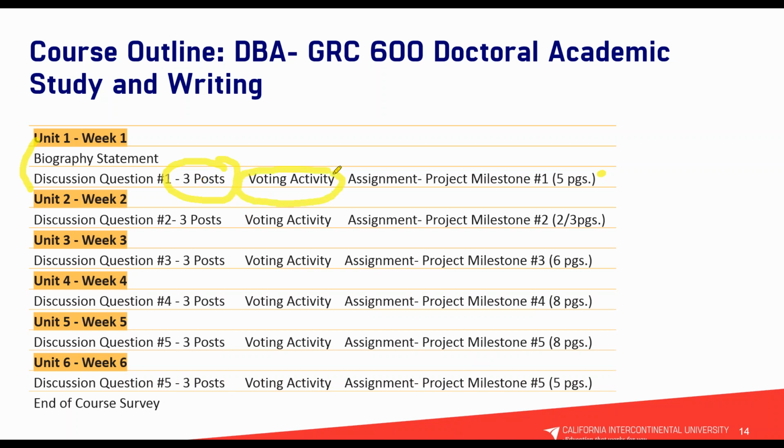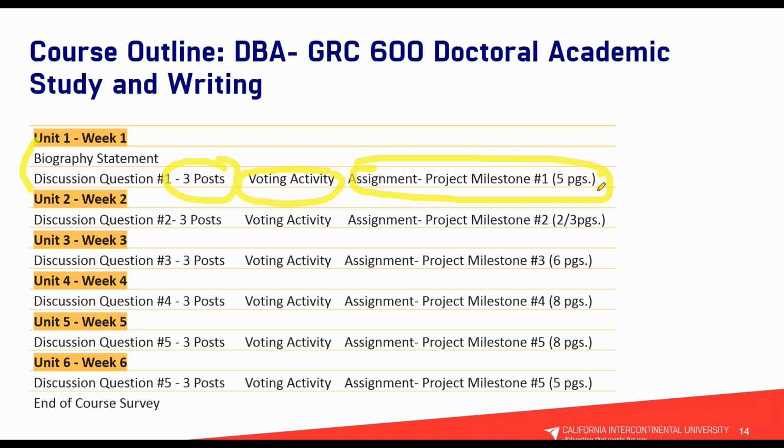For the doctorate course program, you also, as you can see here, have a voting activity. Very straightforward. You watch a video and then you submit a vote. And again, during my tutorial, I will show you what that looks like. And then for the doctorate program, you have a weekly project milestone consisting of 5 pages, double space in APA formatting.